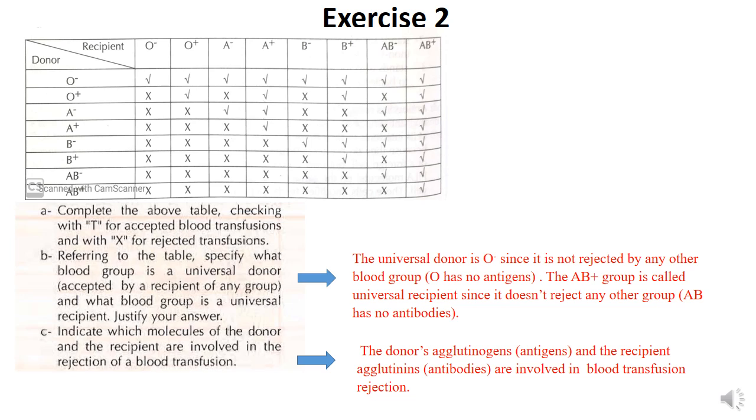Last question. Indicate which molecules of the donor and the recipient are involved in the rejection of a blood transfusion.